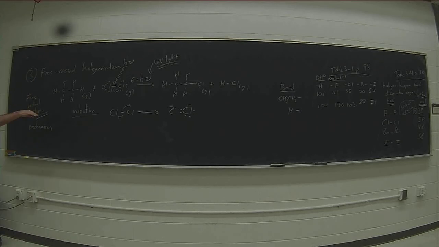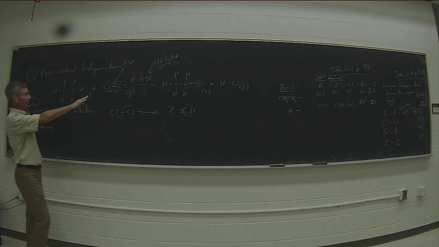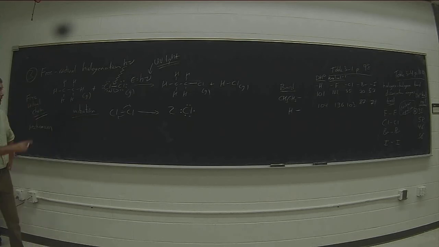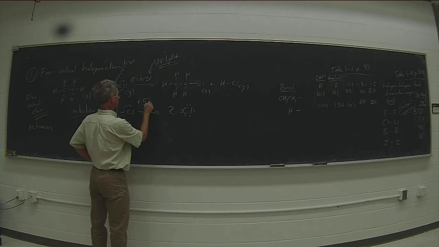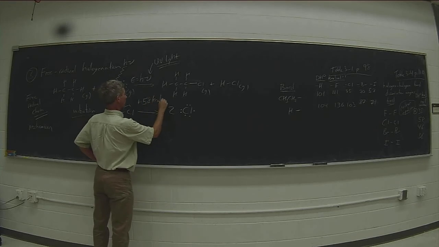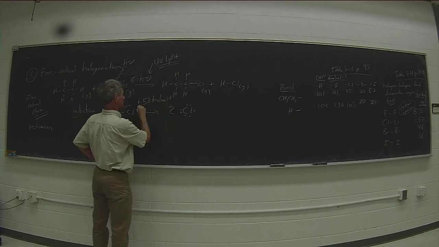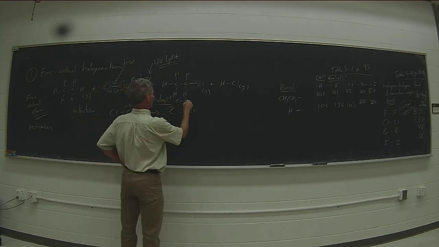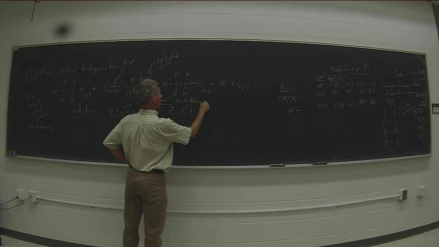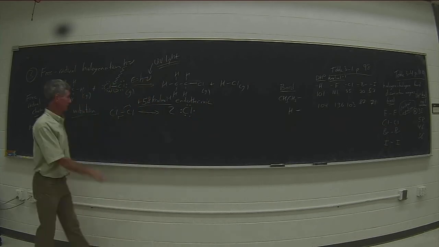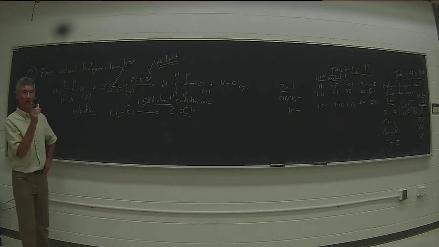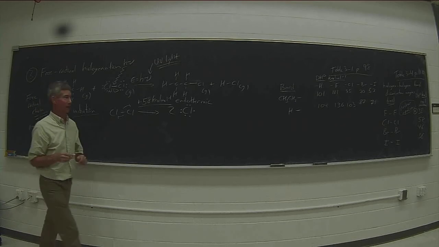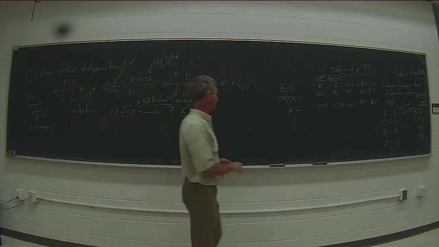So the initiation step creates the radicals, and it breaks the weakest bond, the chlorine-chlorine bond. This costs us 58 kilocalories per mole. It's 58 kilocalories per mole endothermic. But as we'll see, the initiation step that costs us that 58 kilocalories per mole is not actually part of the overall reaction when we write the balanced equation.